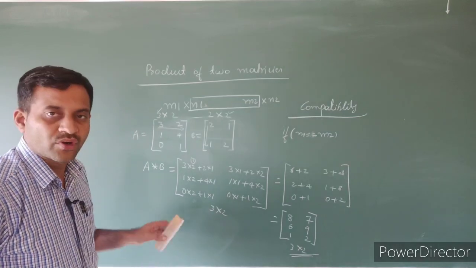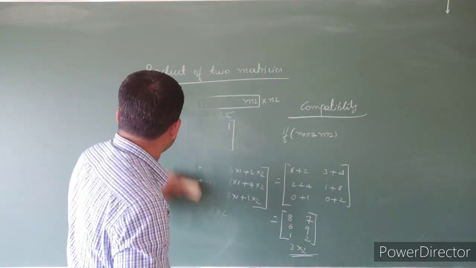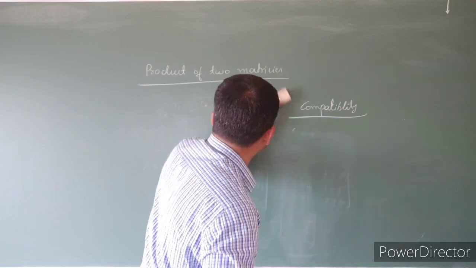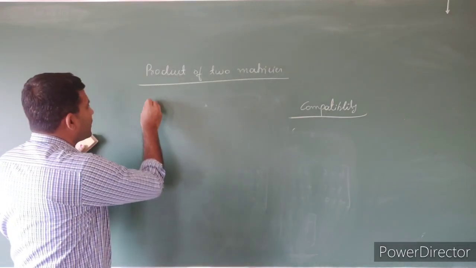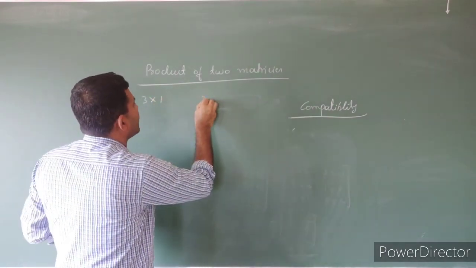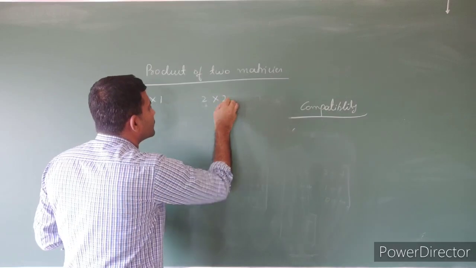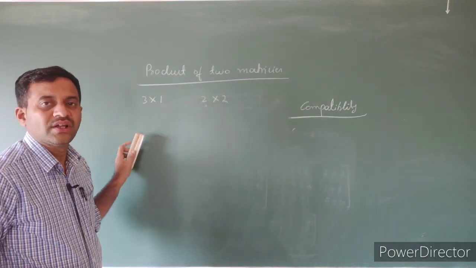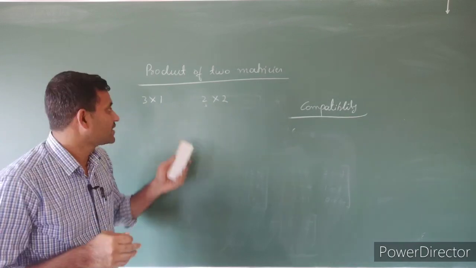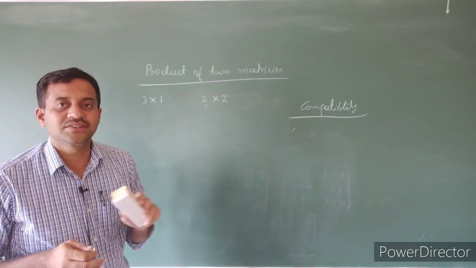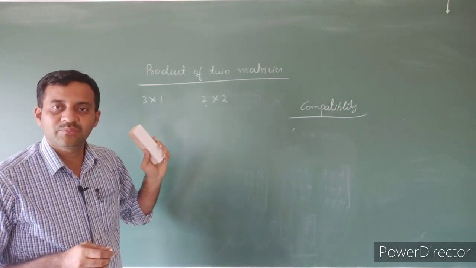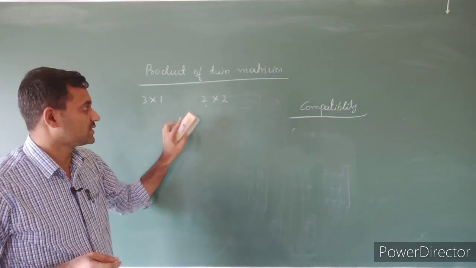Let's consider one more example. If the order is 3 cross 1 and the other order is 2 cross 2, then the product of two matrices cannot be performed because the inner orders are not the same. When we perform a product, if the inner orders are the same, then we can perform the product of two matrices.